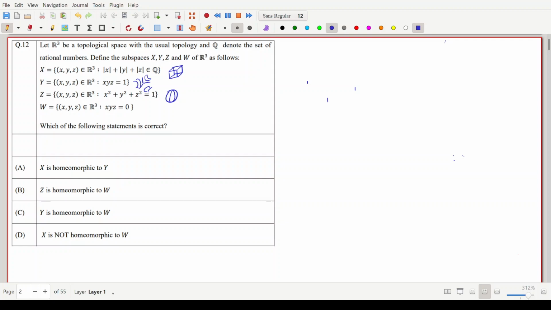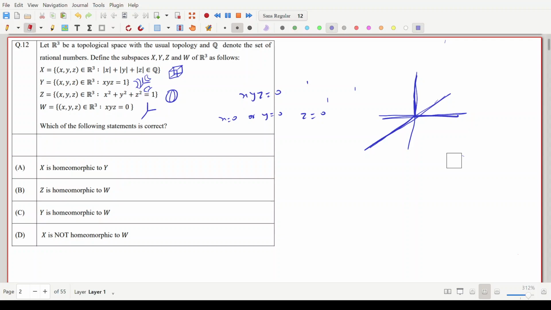And what is this last one, xyz equal to 0? This is possible only if either x is 0 or y is 0 or z is 0. That means it will be taking all the coordinate axes. It will be taking this line, this line, and this line. So only lines will be there. Now I know the graph of this also. It will be containing all the lines. Now let us try to see the options.